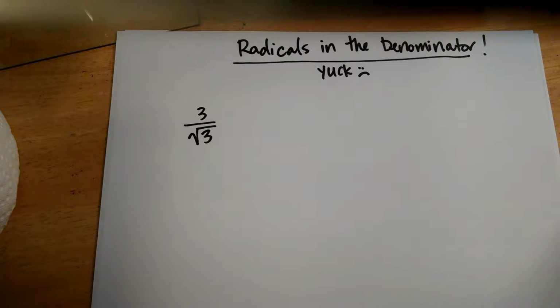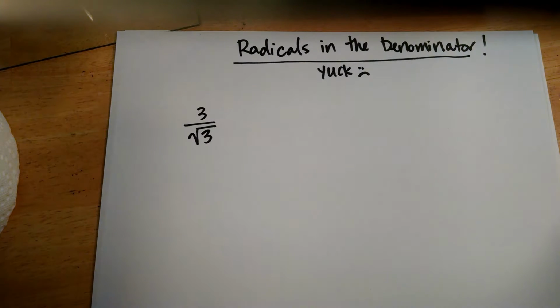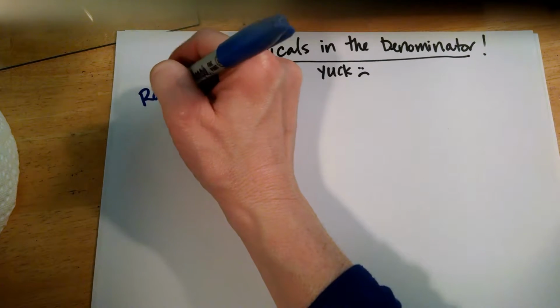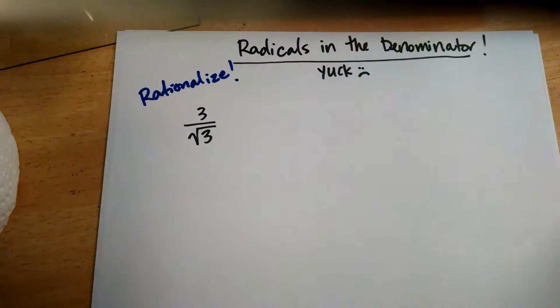Okay, so today we're going over radicals in the denominator. For those of us who live in Mathland, we don't care for radicals in the denominator. So if we see one, we need to get rid of it. We need to figure out how to get this radical out of the denominator. And we made up a special word for this. It's called rationalization. We need to rationalize this fraction.